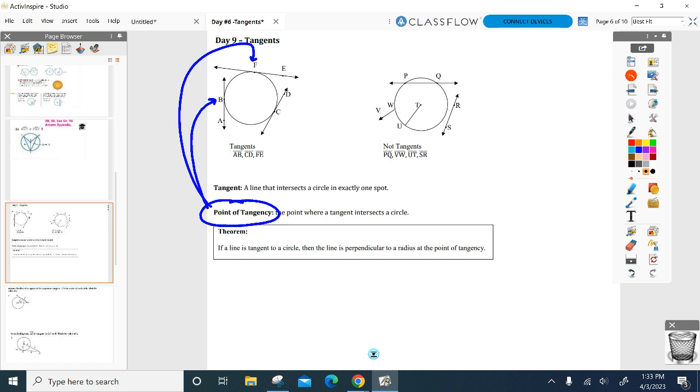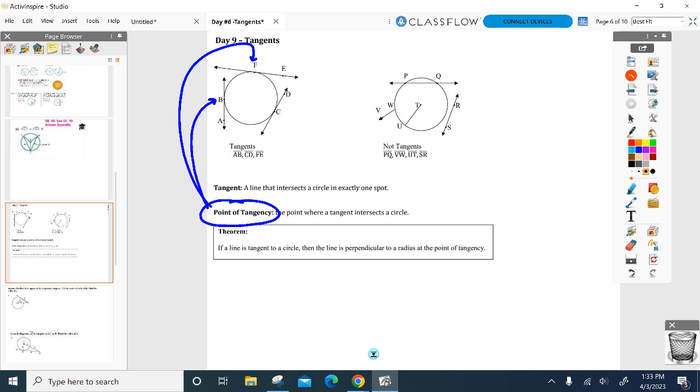I'm pretty clever, huh? Those mathematicians, whenever they made that up: oh, let's just call it the point of tangency. Clever. Look at my diagram to the right of that, though. I want to go through each one of those and describe why they're not tangents. So let's go through the easier ones first.